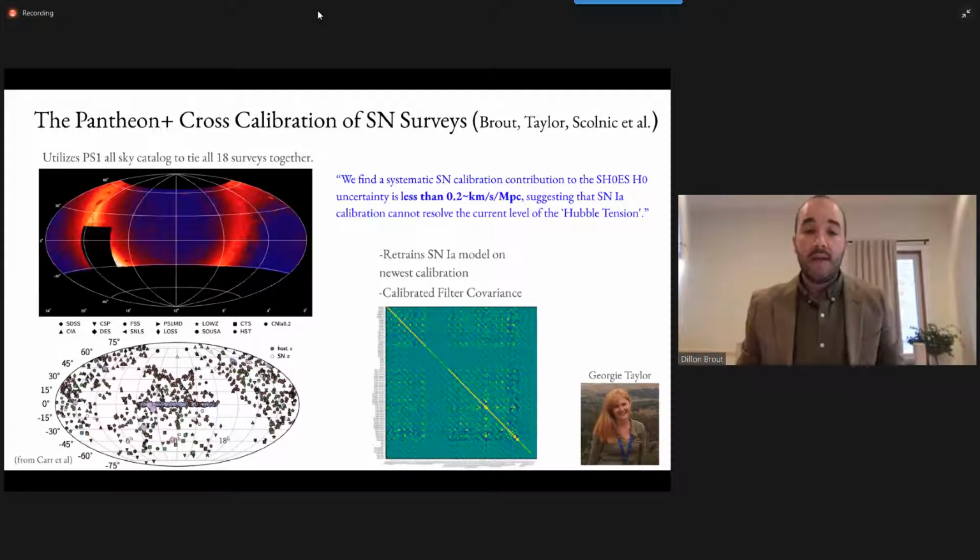This also gives us a covariance matrix specifically for the covariance between every single filter calibrated in our analysis, which we also propagate to cosmological uncertainties, importantly. And ultimately, we find that the uncertainty in calibration itself is less than 0.2 kilometers per second per megaparsec in H0. And you'll see on all of the following slides, we have a blue quote. So if you take one thing away from these slides, it's a quote from the paper itself commenting on the systematic uncertainty contribution to H0.